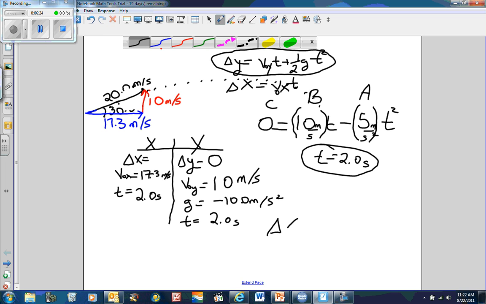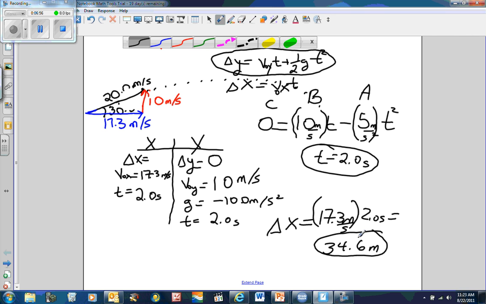Well, we have those two, so we just use that equation. Delta x equals 17.3 meters per second times 2 seconds. And if you do that in your calculator, you're going to get 34.6 meters down the field. A meter's a little bit more than a yard, so it's going to be a little bit further than 35 yards. So that's how you do that.